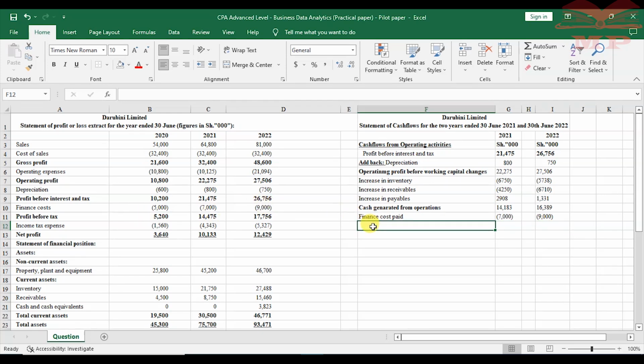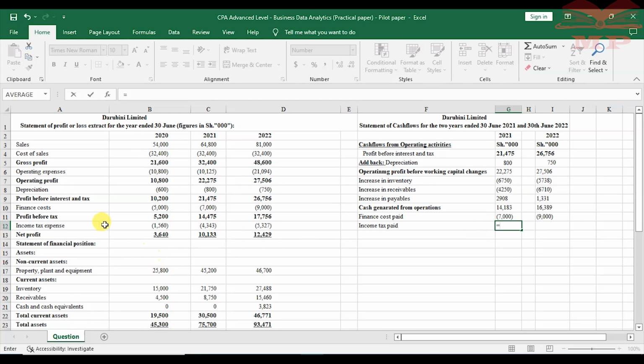What about income tax paid? Income tax paid, the same tune. There is this 43. Then again equal sign 5327. That gives you 5327. So that is income tax paid.